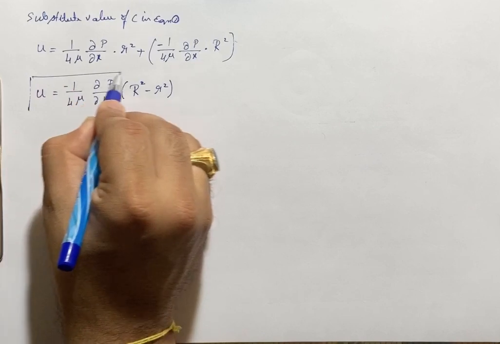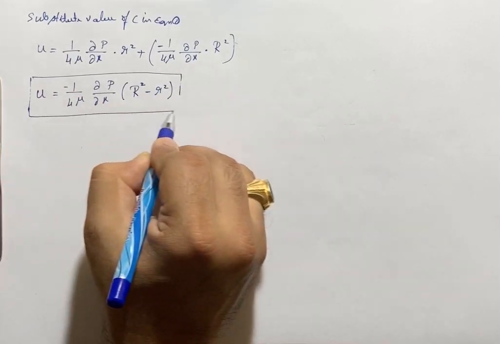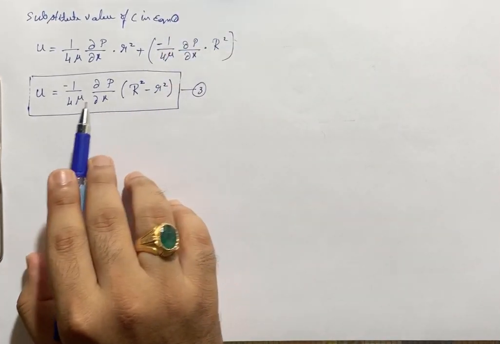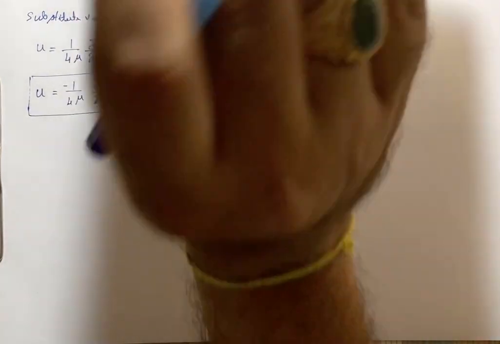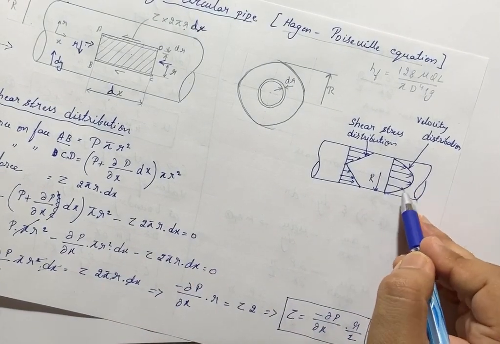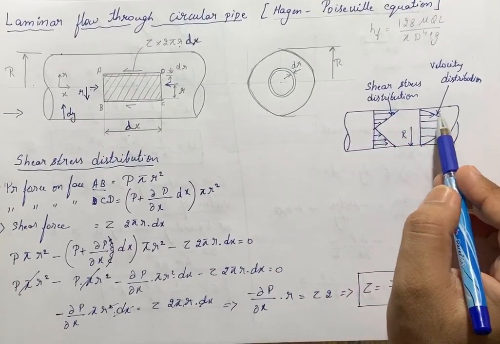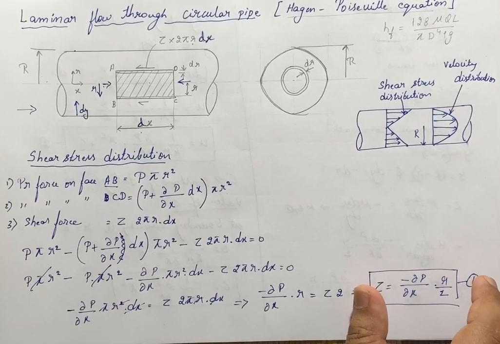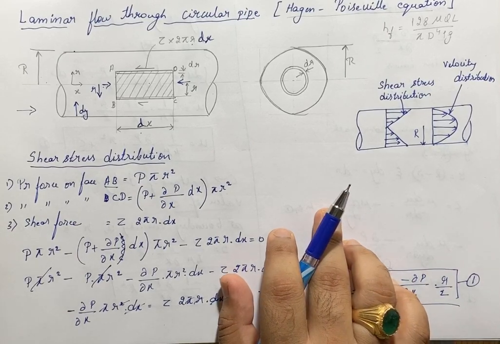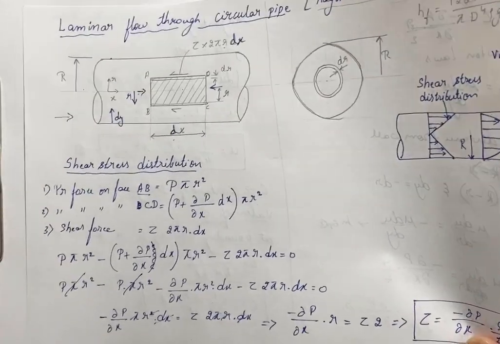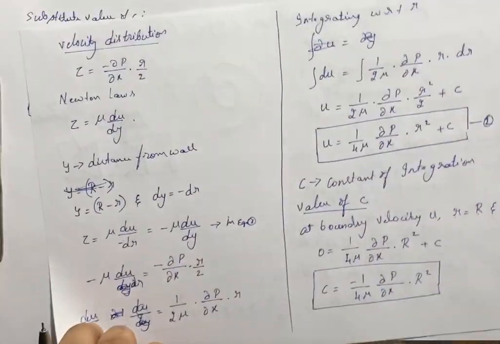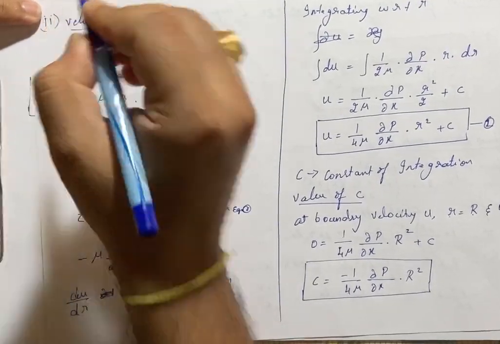This is the velocity distribution of a flow, right? This equation represents that the flow or the velocity distribution is parabolic here, right? That means the above equation gives the velocity distribution across the pipe, which is parabolic. After doing this, we have done section 1, that is shear stress distribution. Section 2, that is velocity distribution.